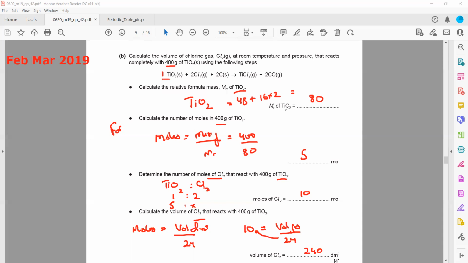So first, we got the relative formula mass by using a periodic table. Then we used the formula mass in grams divided by molar mass to get the moles of titanium oxide. From moles of titanium oxide, we got the moles of chlorine. And from moles of chlorine, we got the volume of chlorine.